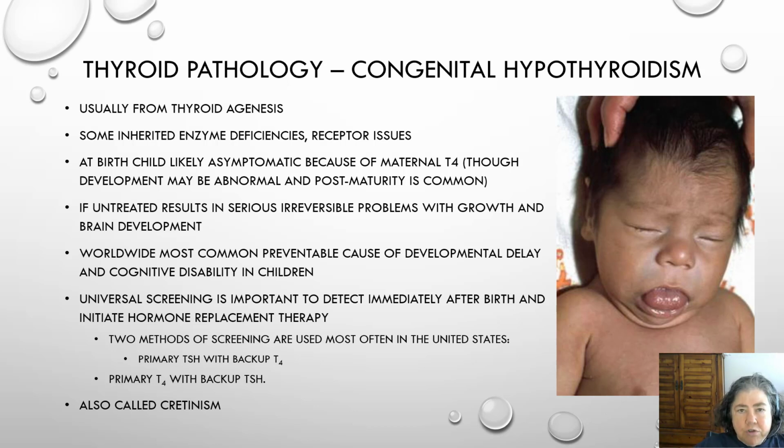In the first world, every baby is screened immediately after birth for a large number of conditions, but one of them is hypothyroidism by checking TSH. So sometimes from those heel sticks, you've seen babies get heel sticks. And most often the primary test is a TSH with a backup T4 level. In other cases, they check a T4 with a backup TSH level to make sure that the infant has a normal production of thyroid hormone.